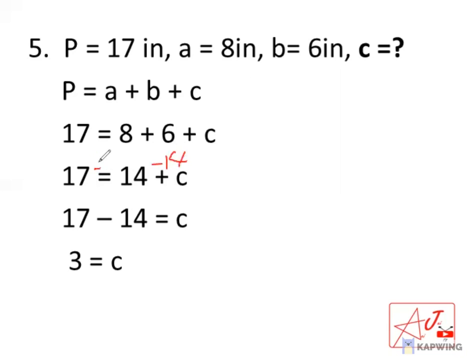Ayan, minus na natin both sides by 14 to make it 0. So magiging 0 na to sa side ni C and mapupunta siya dito sa kabila. So 17 minus 14 is equal to 3. So therefore, the missing dimension of that triangle is equal to 3 inches.